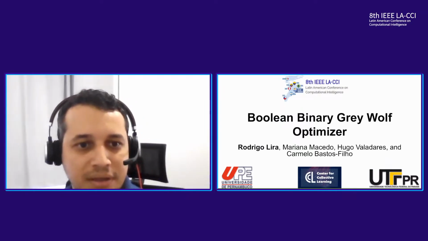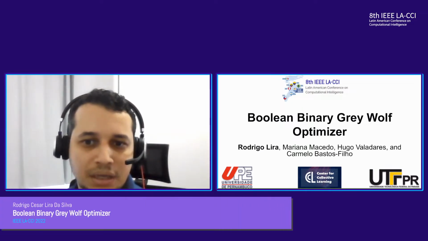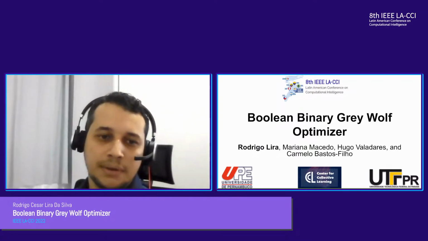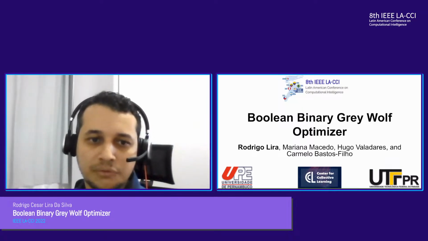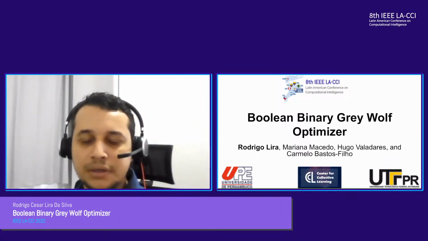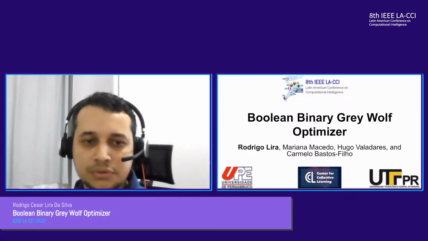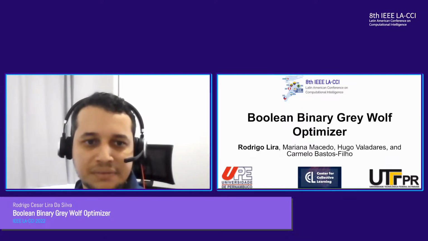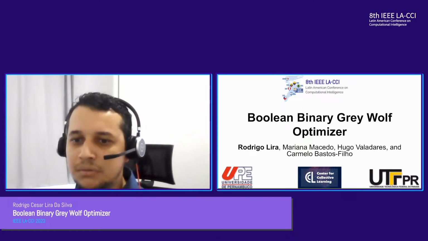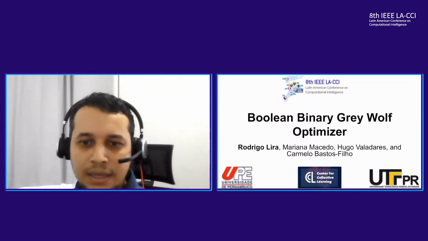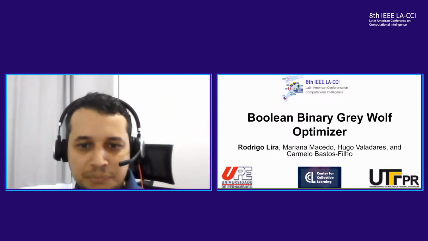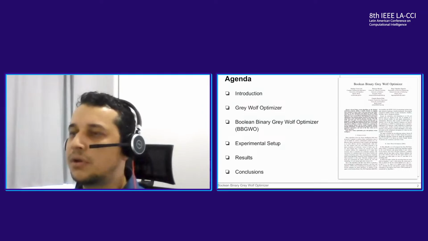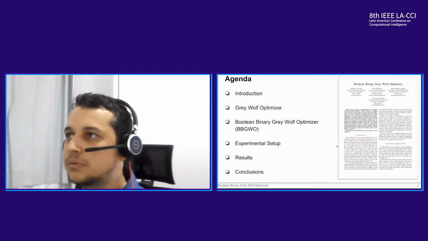It's a pleasure to be here. As she said, my name is Rodrigo Lira. I'm a PhD candidate from the University of Pernambuco, Brazil. And now I'm going to introduce our Boolean binary gray wolf optimizer. This paper was developed with Mariana Macedo from the Center for Collective Learning, University of Toulouse, Hugo Valadares, my co-advisor from the Federal University of Technology, Paraná, and my advisor, Carmelo Bastos Filho from the University of Pernambuco. Here is my agenda, and I follow the sections from our paper. So let's start.